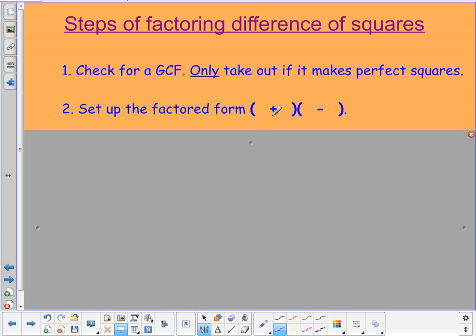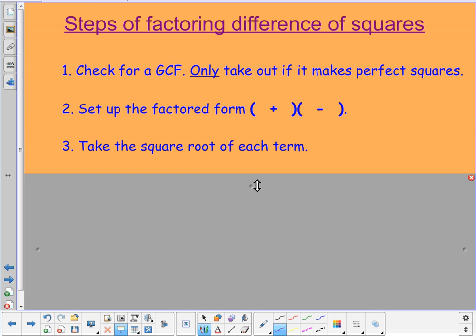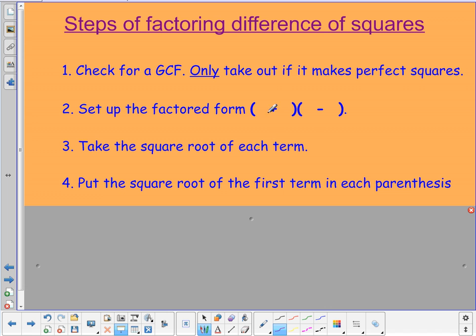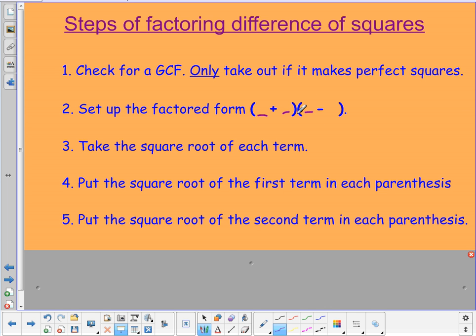Set up your factored form. You've got one that's going to be adding, one that's going to be subtracting. And you can leave spaces to write in your factors. And we're going to take the square root of each term in the original question. The square root of the first term goes in the first spot, and the square root of the second term goes in the second spot in each set of parentheses. Okay, so take the square root, you've got the first term in each parenthesis, the second term in each parenthesis. Let's just take a look at what this looks like.